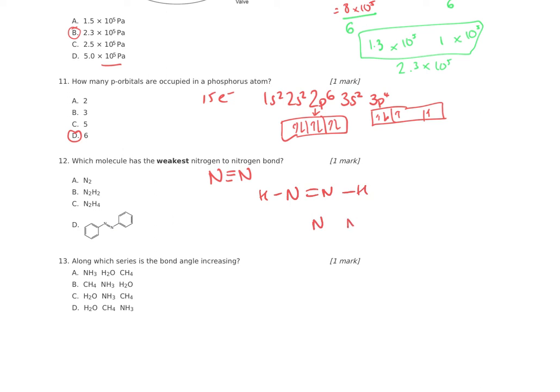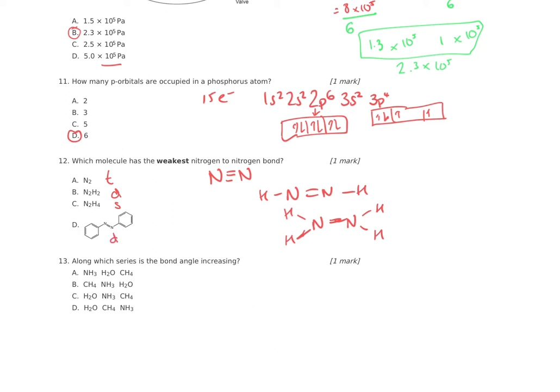And N2H4. I know each of the hydrogens is going to be a single bond. So that leaves nitrogen with 1 bond left. So that's basically a triple, a double, and a single bond. And then in the next one, we've got a double bond.